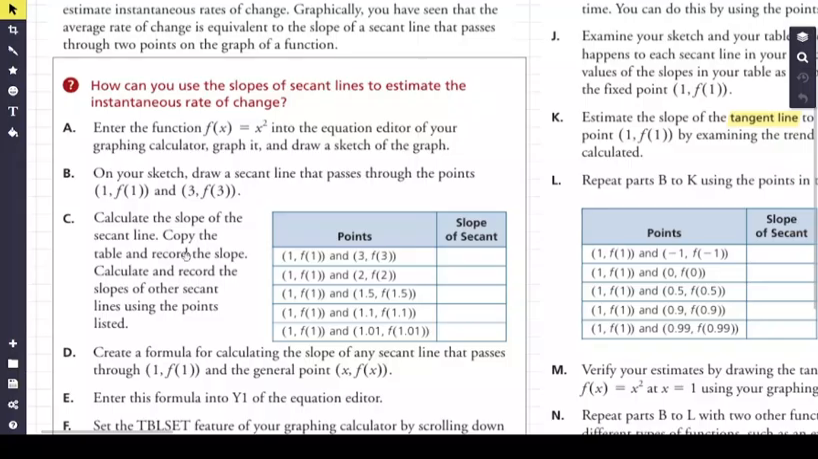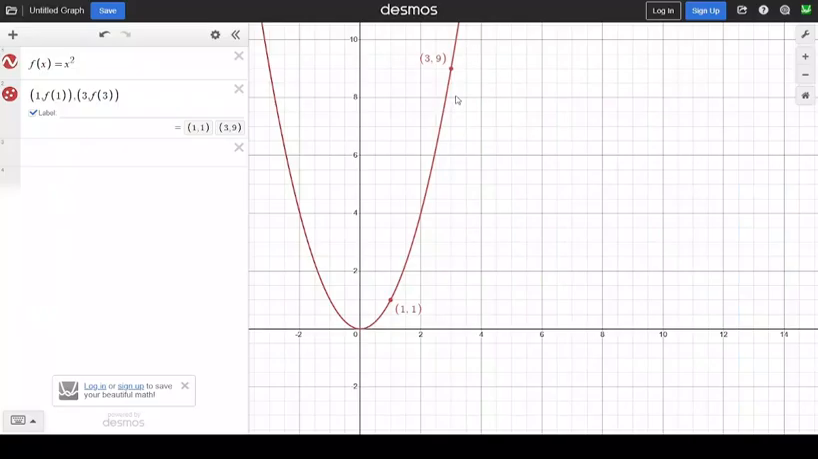Calculate the slope of the secant line, copy the table, and record the slope. We don't really need an actual line here, but you could definitely go ahead and sketch this. All we have to do is dy over dx. The change in y is 9 minus 1, so 8, over the change in x, which is 2, so that's equal to 4. So the slope is equal to 4.